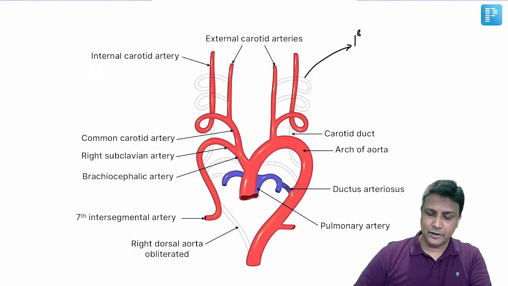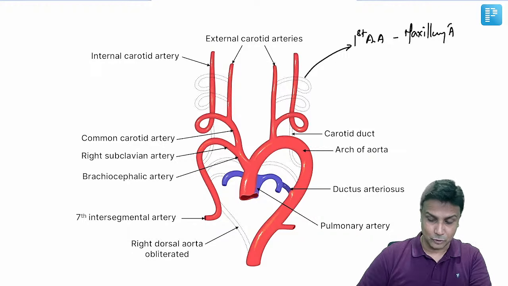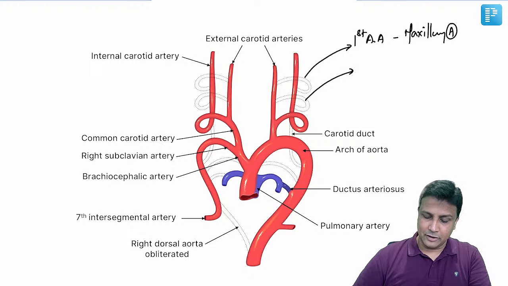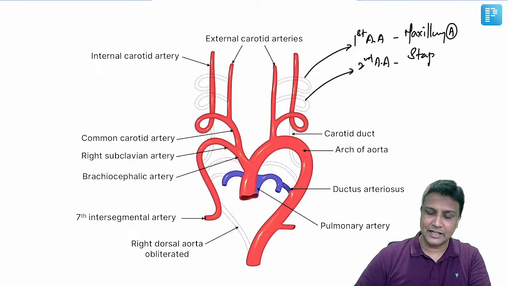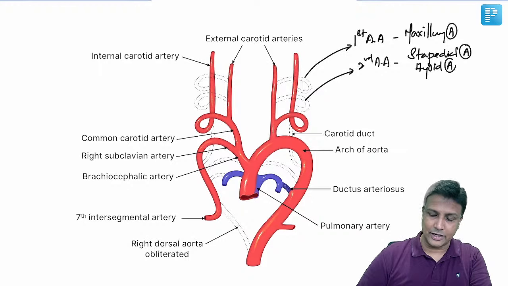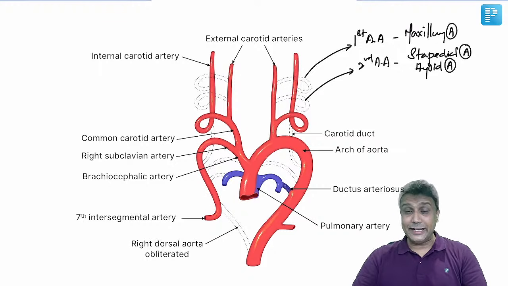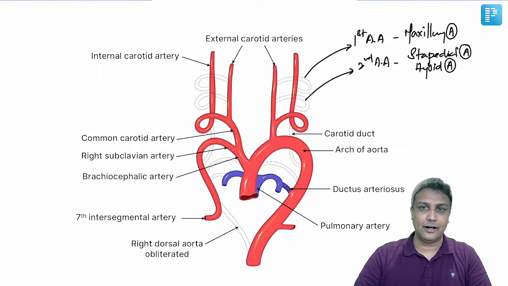Now, what is the remnant of the first arch artery? The remnant of the first arch artery will be the maxillary artery. What is the remnant of the second arch artery? The second arch artery remnant here will be the stapedial artery, and one more artery that you have to remember here is the hyoid artery. So the stapedial artery and hyoid artery are the remnants of the second arch artery.